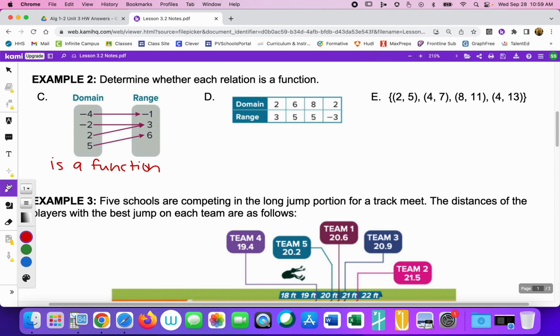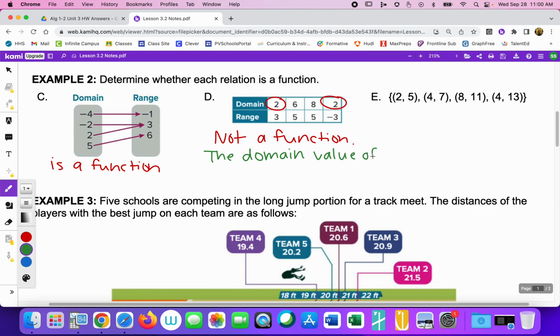So, what do we think for D? Not a function, why? Domain has two twos. So you might be asked to explain. It's all about the domain. If you're asked to explain in your homework, I'm going to at least write an explanation here. It doesn't say explain, but just in case it comes up. You can say it in your own words, but if you wanted to be very specific, the domain element or value of 2 has two outputs.